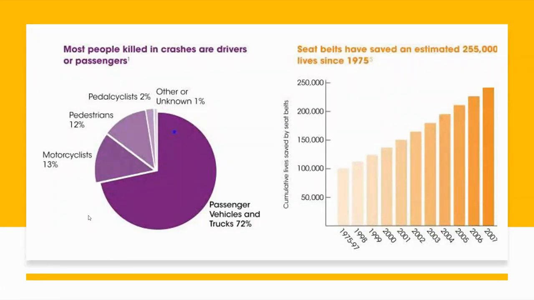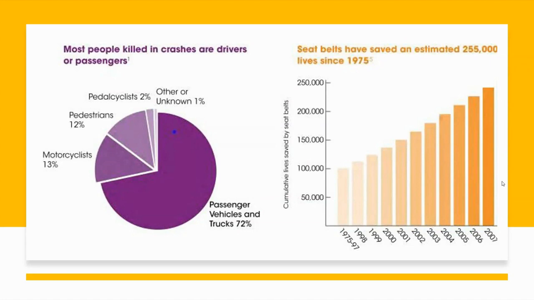And then look at the one on the right. Seatbelts have saved an estimated 255,000 lives since 1975. Look at the bar chart. Back in 75 to 97, less than 100,000 people saved. Now look at it now. What's that showing you? Is the trend going up? Is the trend going down? How easy was it for you to grasp that information versus reading through paragraph after paragraph to get that same information? Does that give you an idea?